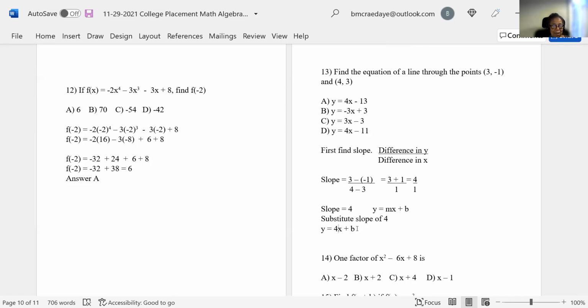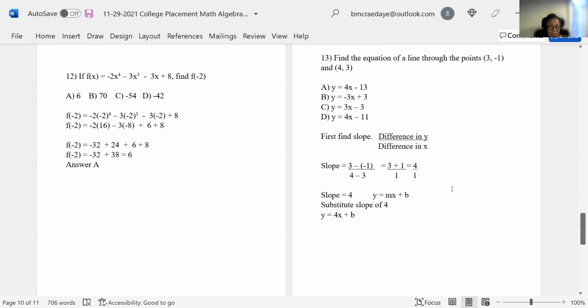x plus b. Now, Maureen, how do you think we solve for b? We've solved for the slope. Now we want to get the equation of this line. How do you think we solve for b? By subtracting b from both sides? No. To solve for b, we have to substitute our x and y values.